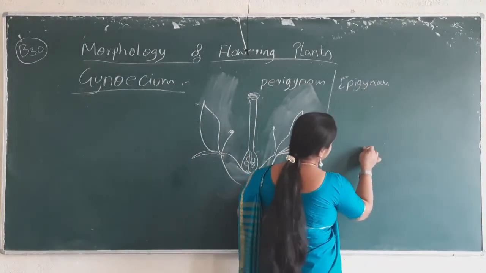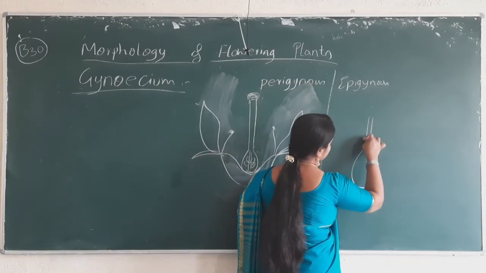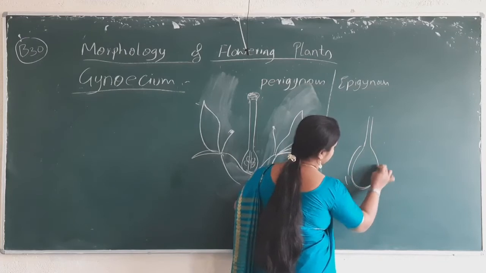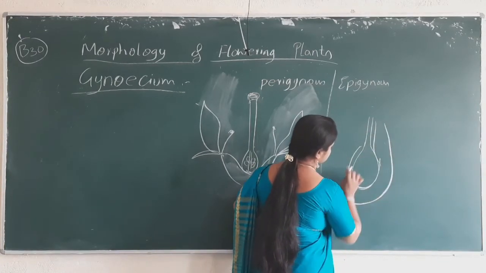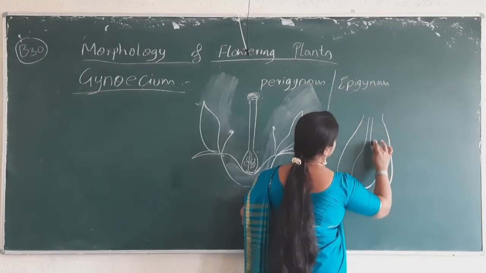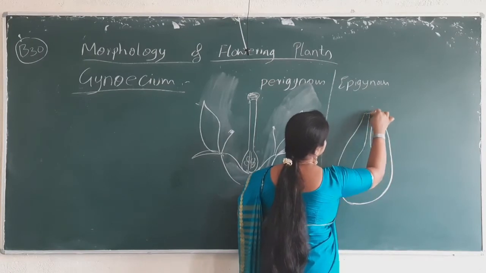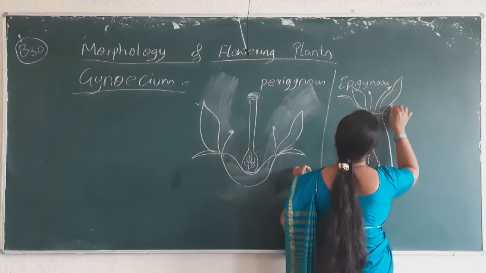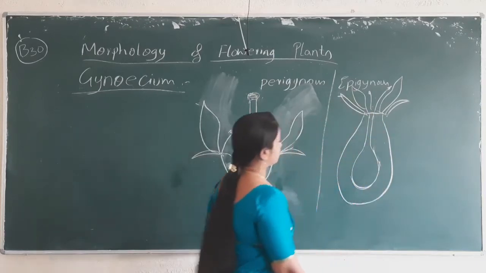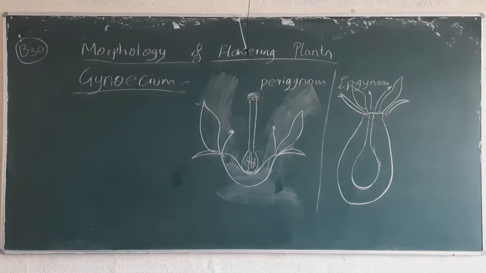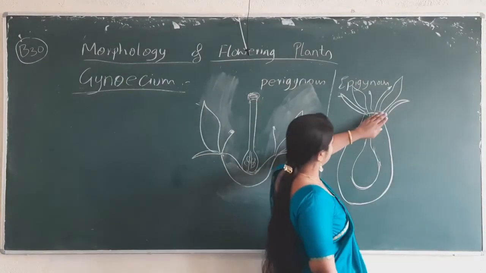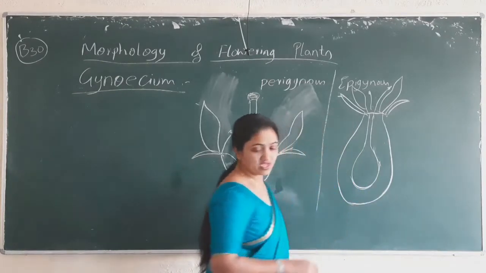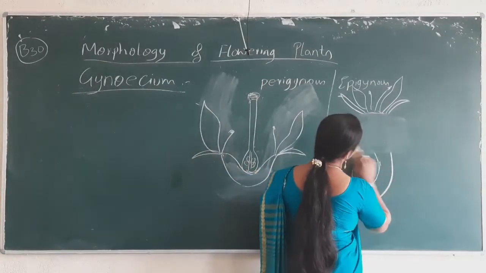It means the ovary will be present in this position and it is enclosed by the thalamus, and the other floral parts arise, they are produced at the top, or from this position they start to develop. So this kind of ovary is considered as epigynous. I'll just correct it.